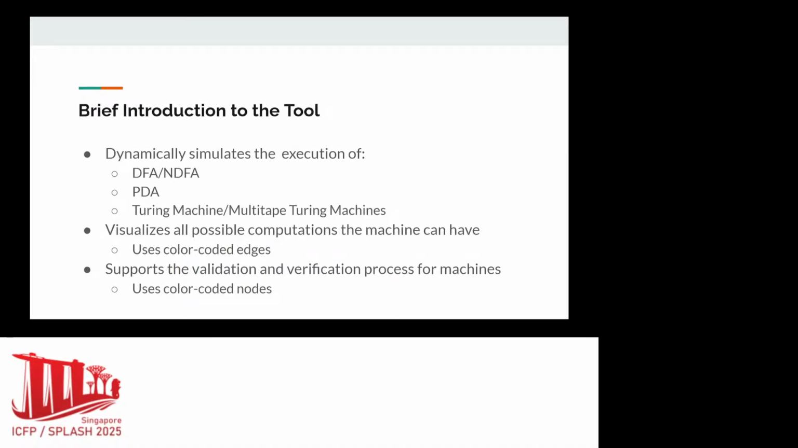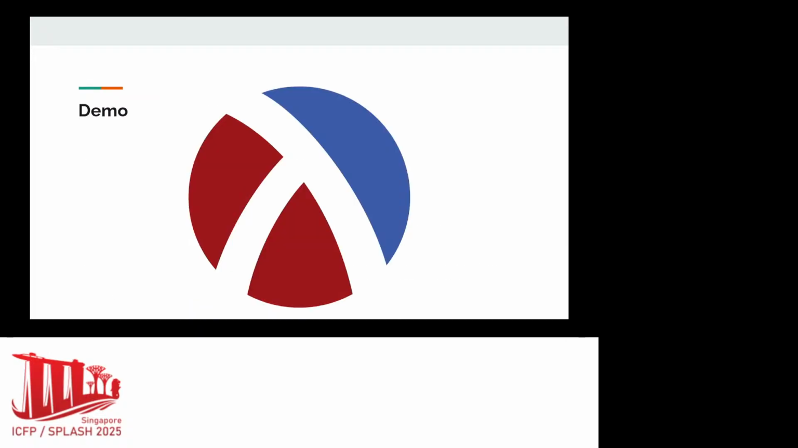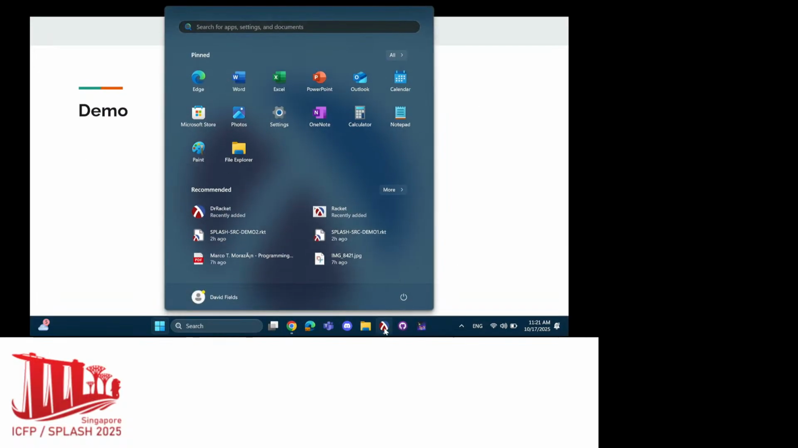We wanted our visualization tool to dynamically simulate the execution of finite state automata, so DFAs, NDFAs, PDAs, Turing machines, and multi-tape Turing machines. We also wanted to visualize all possible computations that these machines can have, regardless if the word is accepted or rejected. And we also wanted to support the validation and verification process for these machines. So instead of me telling you how we plan on doing this, why don't I show you instead?